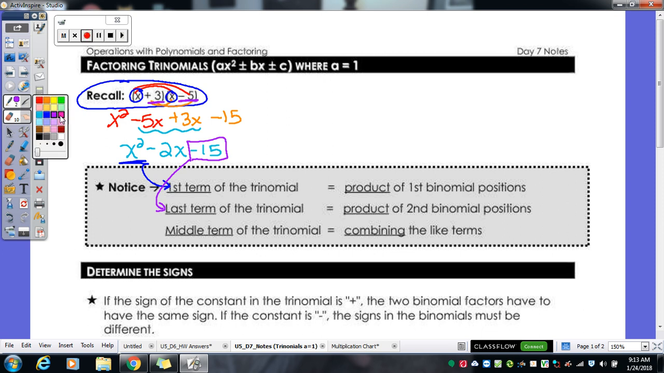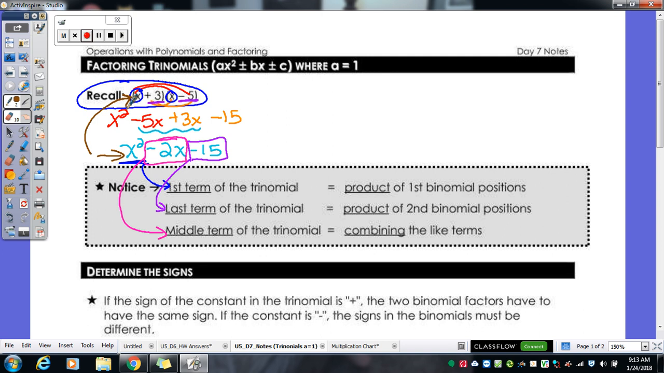The tricky part is your middle term, our negative 2x. That was created by combining two things together. So what we're going to be doing today is we're going to start with the trinomial, and we have to work backwards to figure out what the factors are.